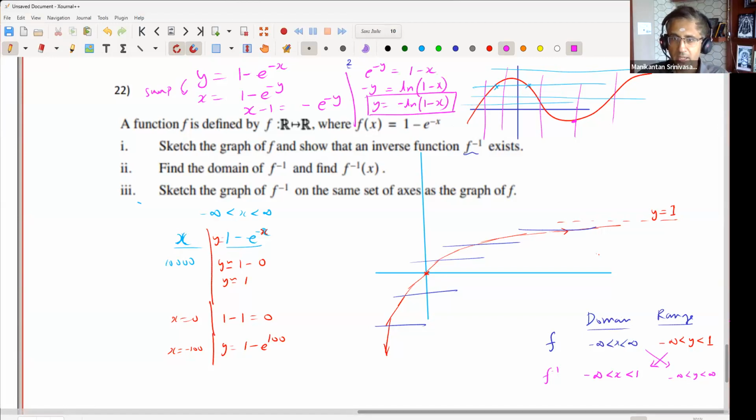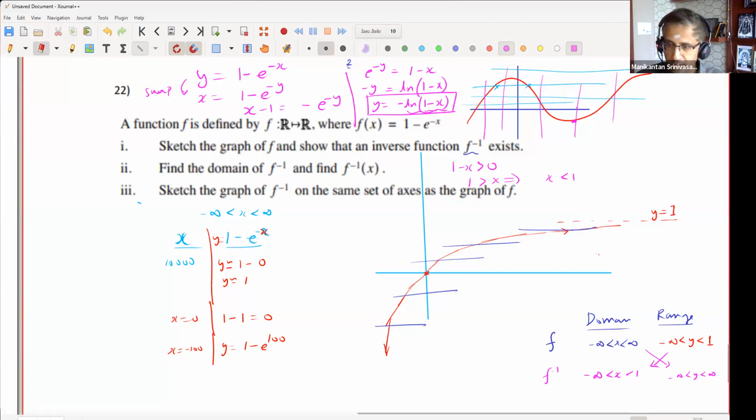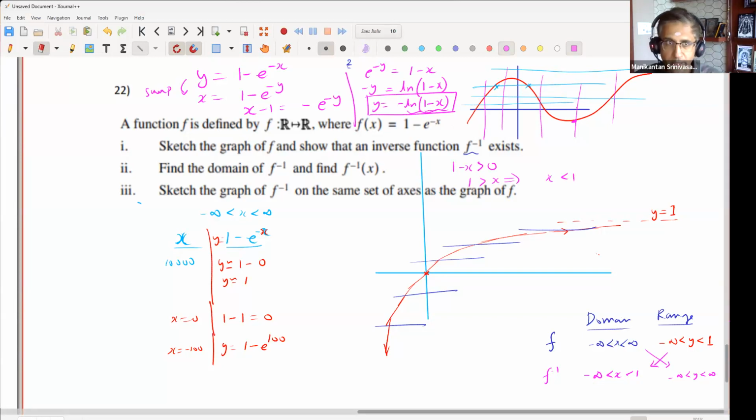Now, if we have minus ln of 1 minus x, for ln to be defined, the argument inside ln should be strictly greater than 0, which means we want 1 minus x to be strictly greater than 0, which means if I move the x to this side, 1 is greater than x, which is nothing but x is less than 1, which is exactly what we're seeing here. x is less than 1. x can be all the way till minus infinity, but on the higher side, it has to be maximum 1, cannot reach 1. So that matches with the domain here.